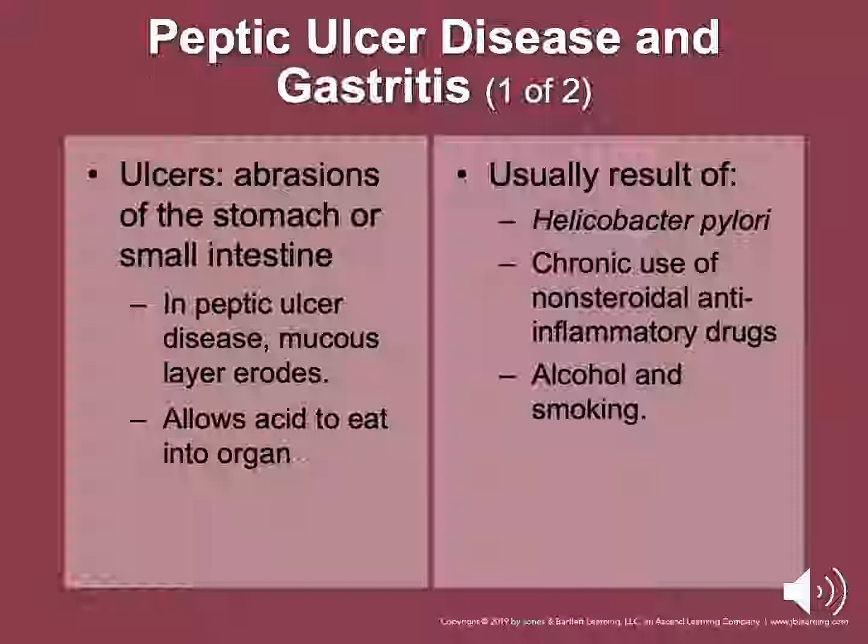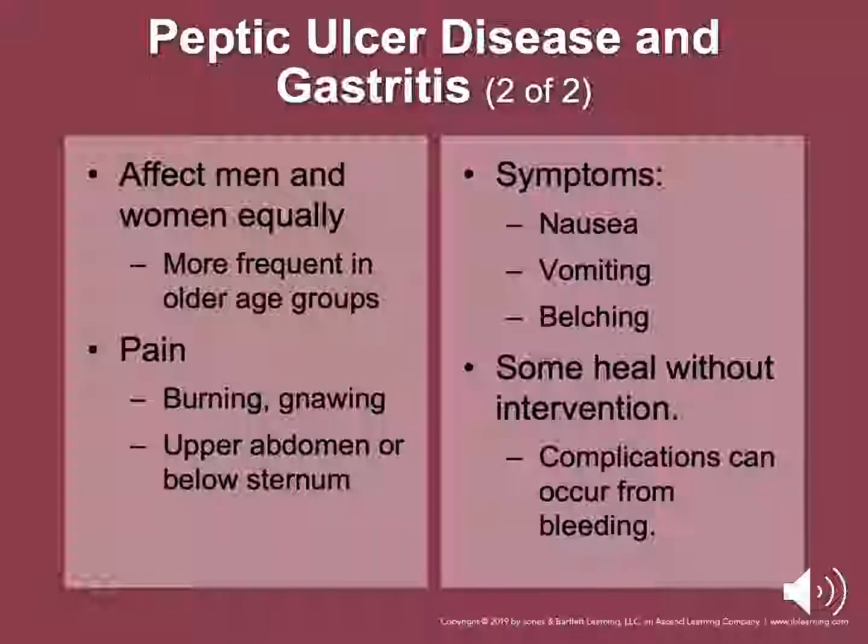And these peptic ulcer diseases are usually the result of H. pylori, chronic use of non-steroidal anti-inflammatory drugs, alcohol, and smoking. It can affect men and women equally, but occurs more frequently in older age groups. Foodborne infections and food allergies can also cause inflammation. Patients experience a burning or gnawing pain in the stomach. Sometimes it subsides after eating and then reemerges 2 to 3 hours later. It usually presents in the upper abdomen.